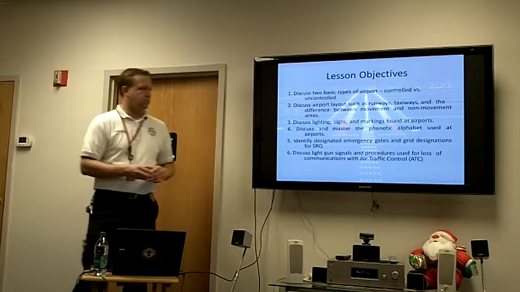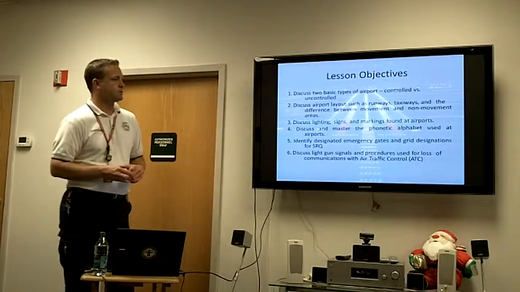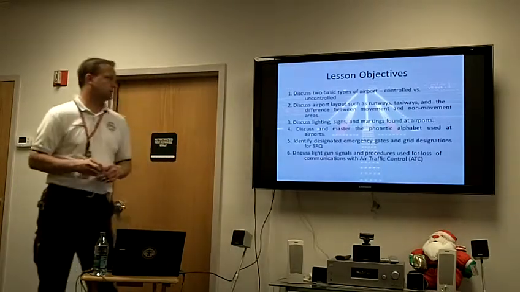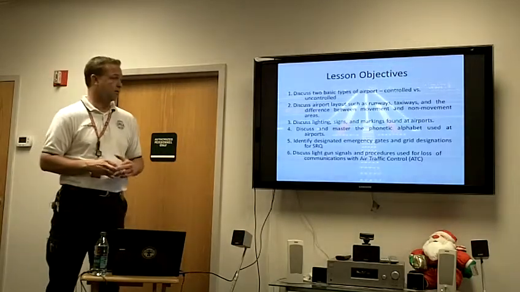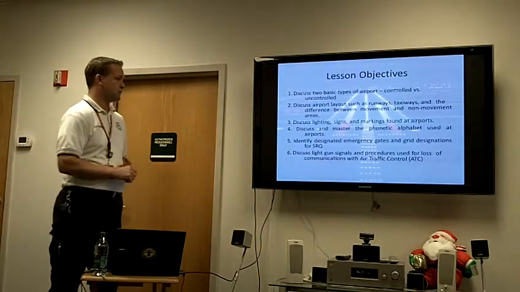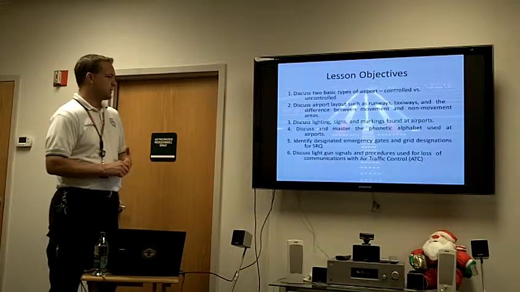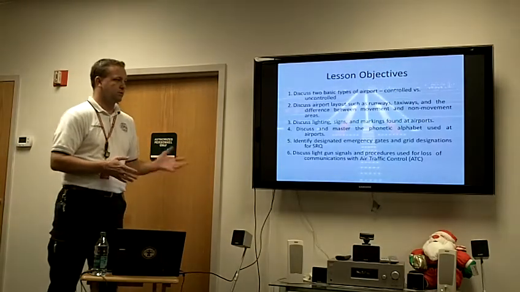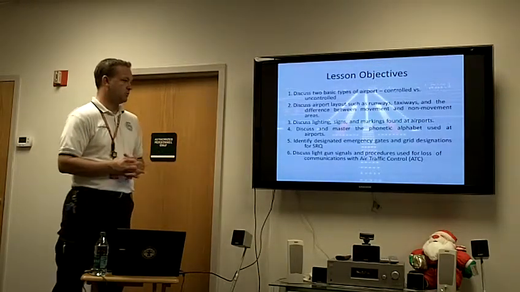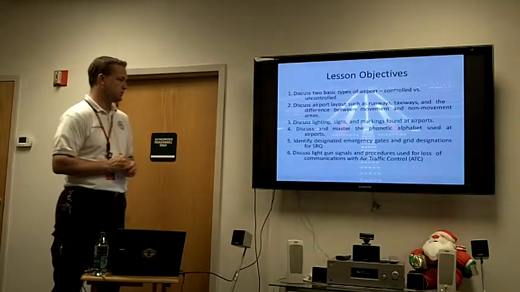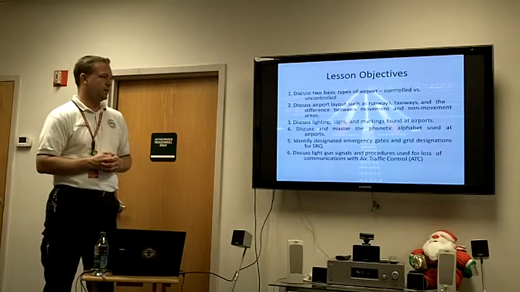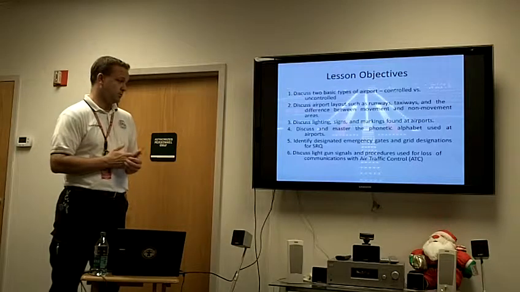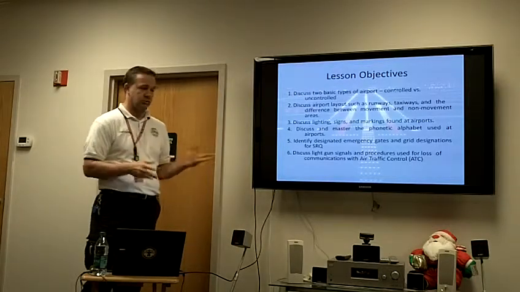The lesson objectives we're going to cover: first, discuss two basic types of airports, controlled versus uncontrolled. Next, discussing airport layouts such as runways, taxiways, and the difference between movement and non-movement areas. A very important objective is discussing lighting, signs, and markings found at airports. Discussing and mastering the phonetic alphabet that we're all used to, but ensuring that we cover the airport use. Identifying designated emergency gates and grid designations for SRQ. Discuss the light gun signals and procedures used for loss of communications with ATCT, or air traffic control tower.